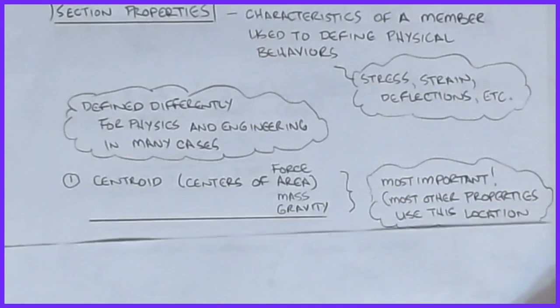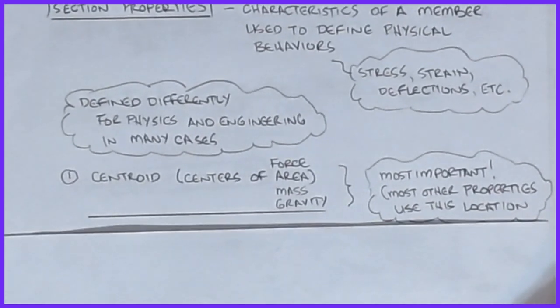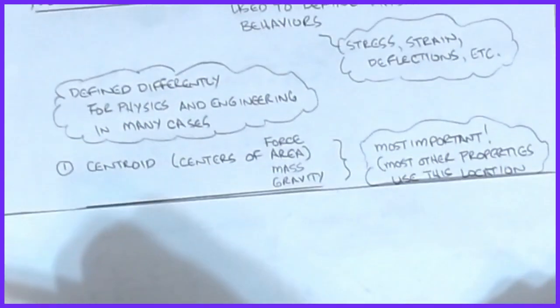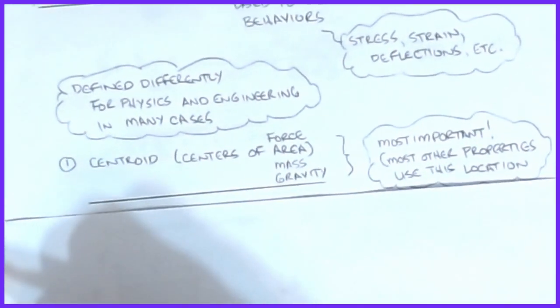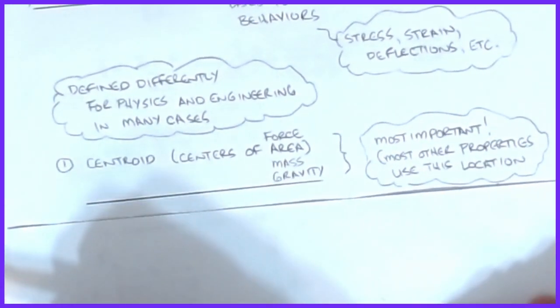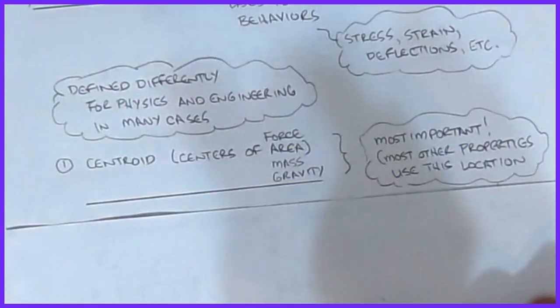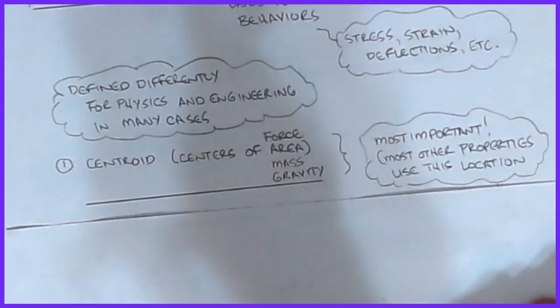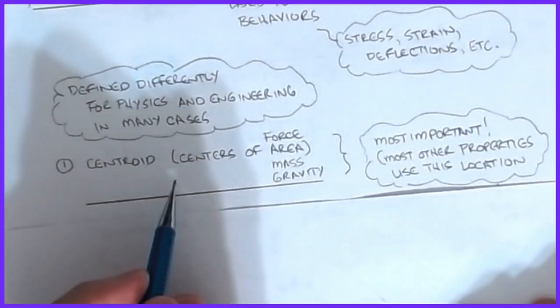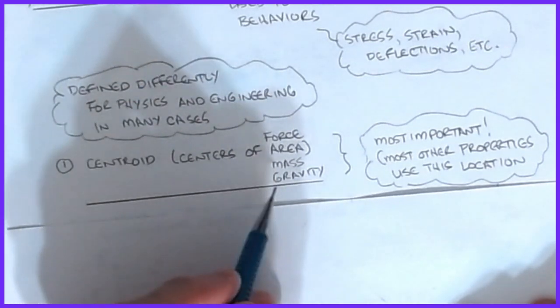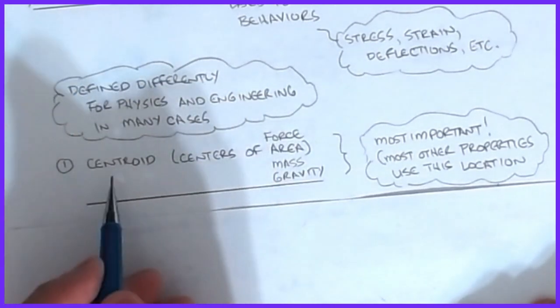All right, so the first one that we do almost always is determine the centroid. It's hands down the most important of all of the other properties. They all build off of this. You've heard of centroid maybe by some other term, a center of area or a center of mass or a center of gravity, all fall into this category of centroids.